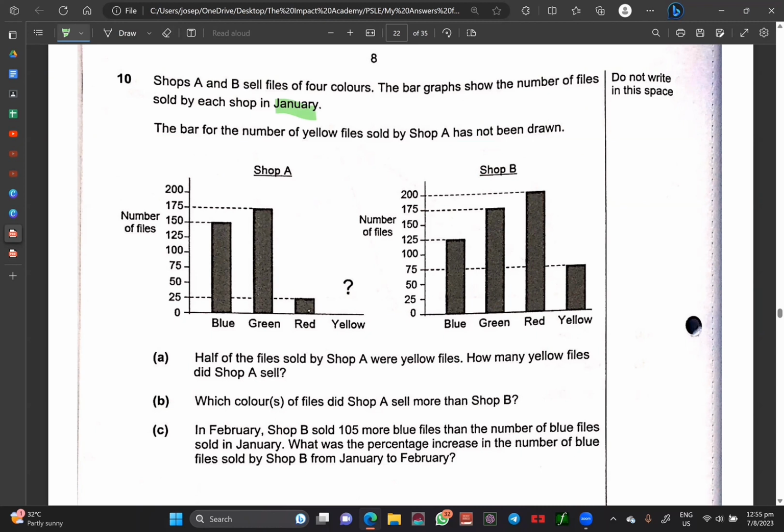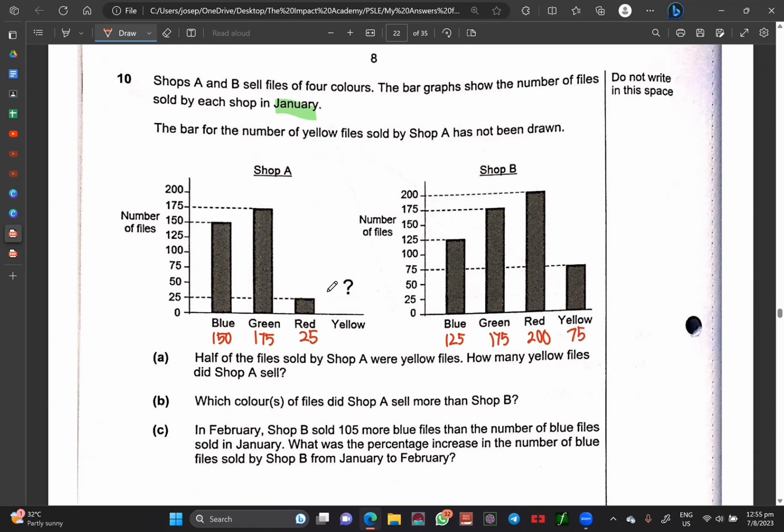Now, whenever I see a bar graph question, I want to quickly note down the values. For blue itself, it's actually 150. For green itself is 175. For red is 25. They are very kind to draw all of these dotted lines to help you see clearly. For blue, it's 125. So make sure with the dotted lines, don't get it wrong, okay? Green is 175, red is 200, yellow is 75.